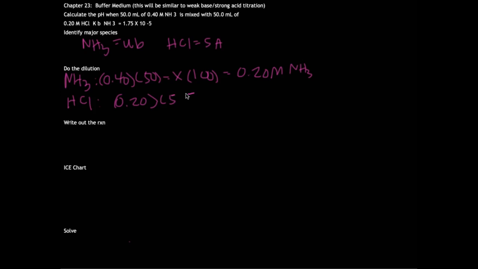So I think I was ending at this being 50 milliliters. New molarity and final volume again is 100. And after you do that, you end up with 0.1 molar HCl.